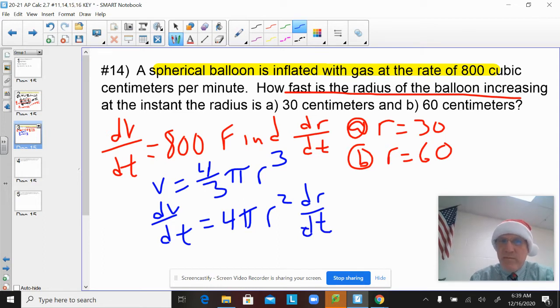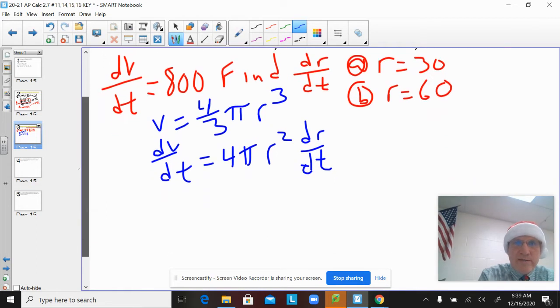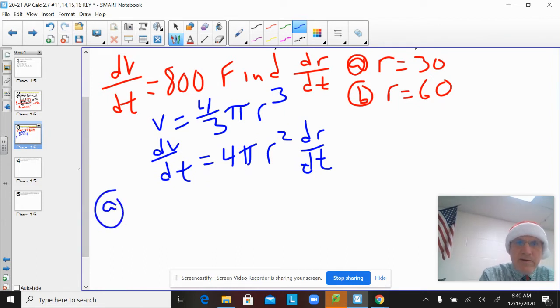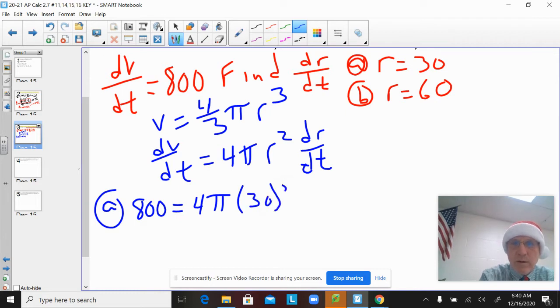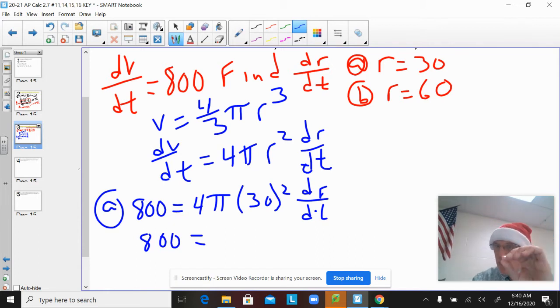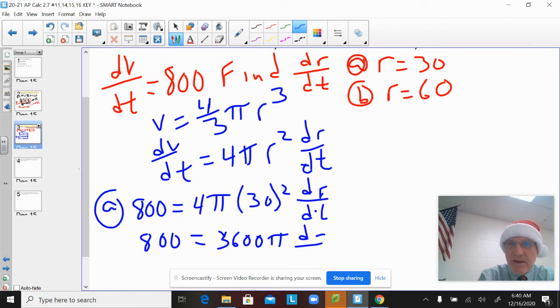And now it's just a matter of, for A and B, plugging in what I know. For part A, dV/dt they gave us, so it's 800, equals 4 times pi times r squared. r for part A is 30. And then dr/dt is what we're trying to solve for. That becomes 800 equals, 30 squared is 900, times 4 is 3600 pi dr/dt. And then we saw one of these yesterday. Let's be really careful with how we finish this.